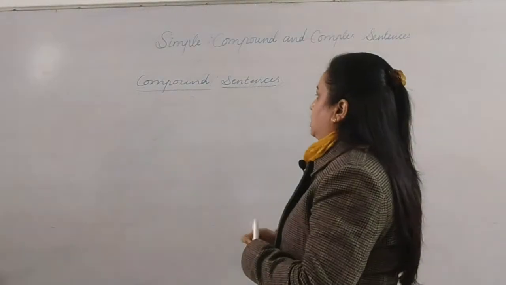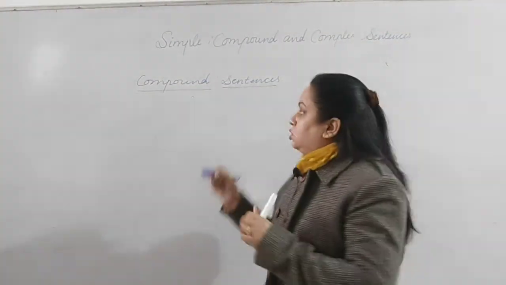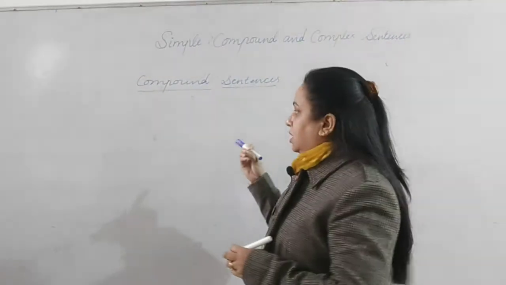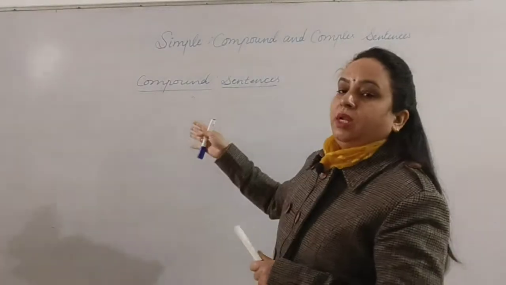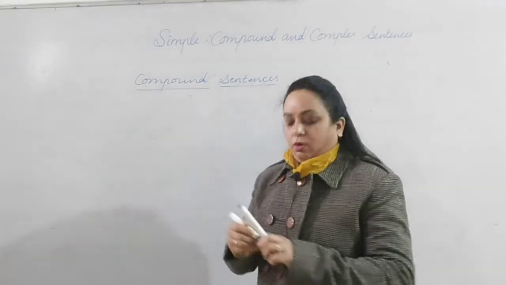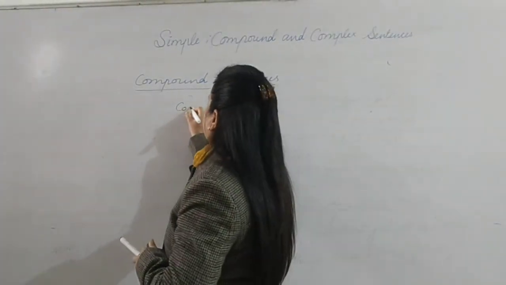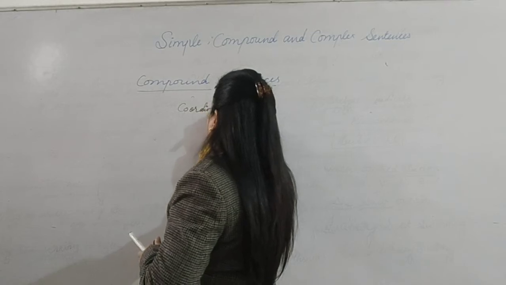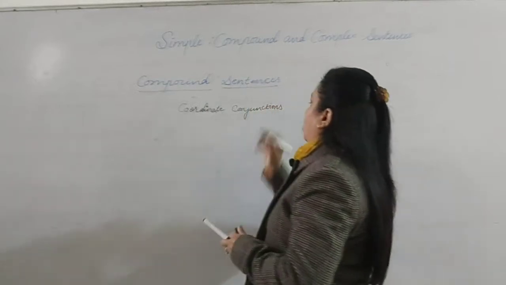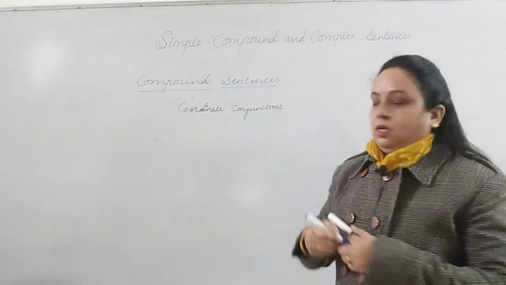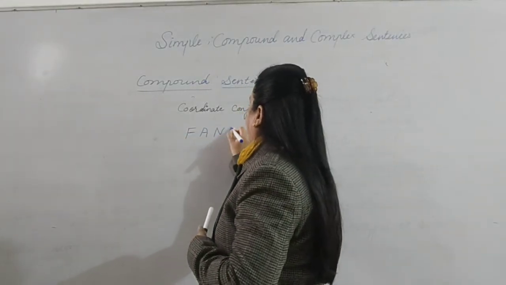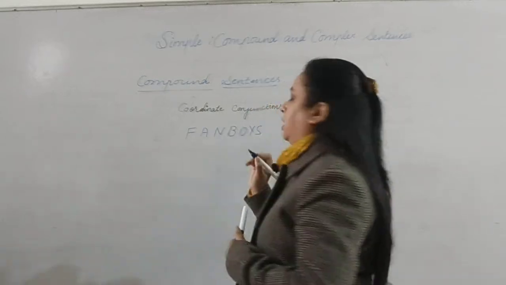So now dear students, let's learn about the conjunctions. We have already learned that compound sentences are those sentences which have two main clauses, but the combination of these clauses will be done with the help of coordinate conjunctions. So what are these coordinate conjunctions? A very simple trick, right? You have to learn this abbreviation, FANBOYS. What is this? FANBOYS.